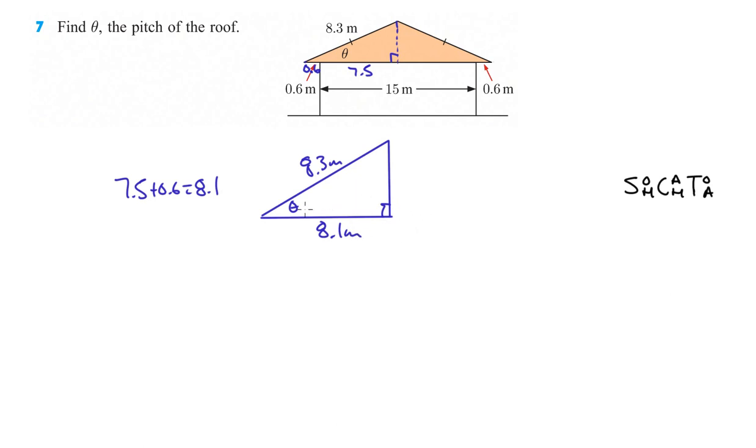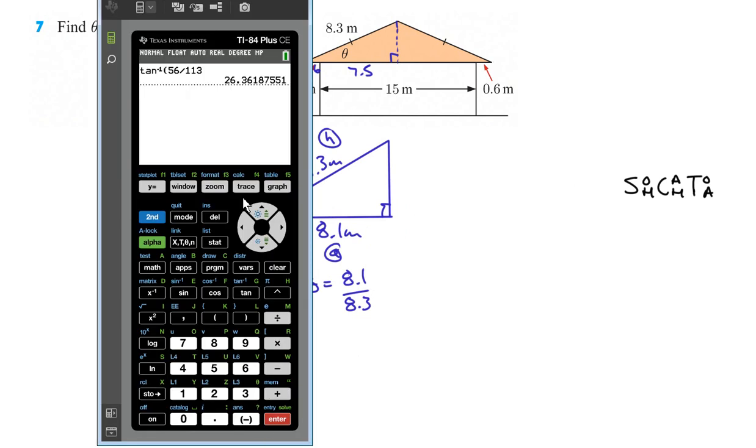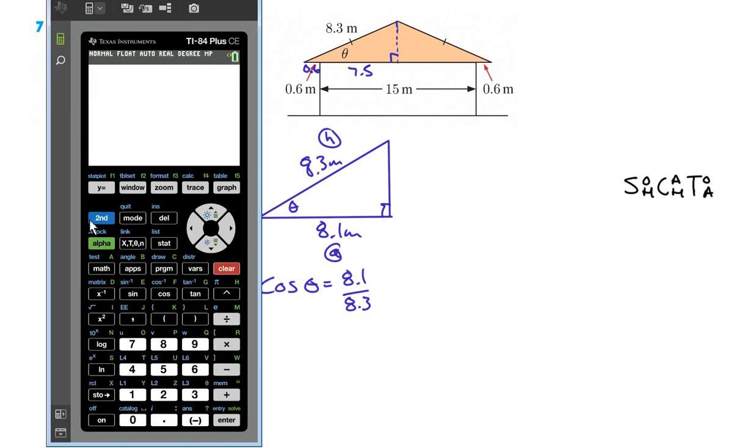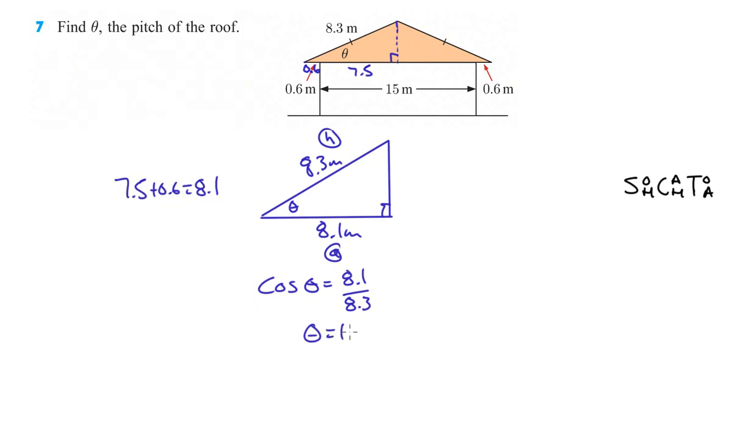Okay, so to figure out what our angle here is, this is the hypotenuse. This is the adjacent, so hypotenuse and adjacent is cosine. Cosine theta equals adjacent, which is 8.1, over hypotenuse, which is 8.3. Since we are looking for an angle, we're going to do inverse cosine of 8.1 divided by 8.3. And that gives us an angle of 12.6 degrees.